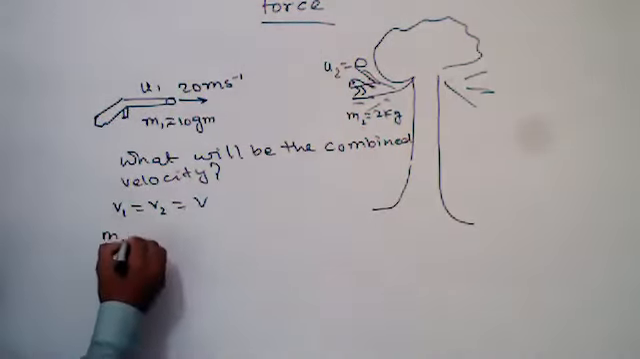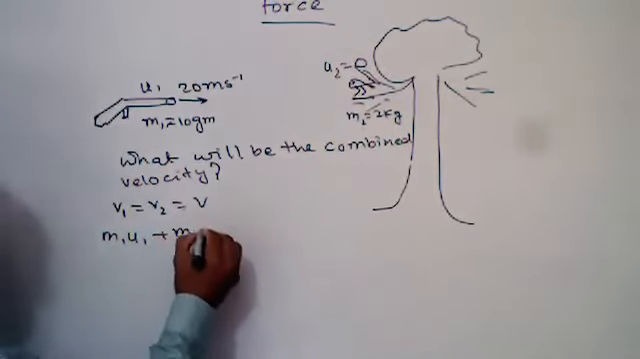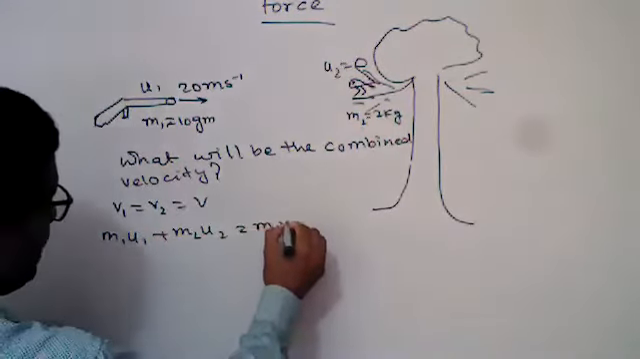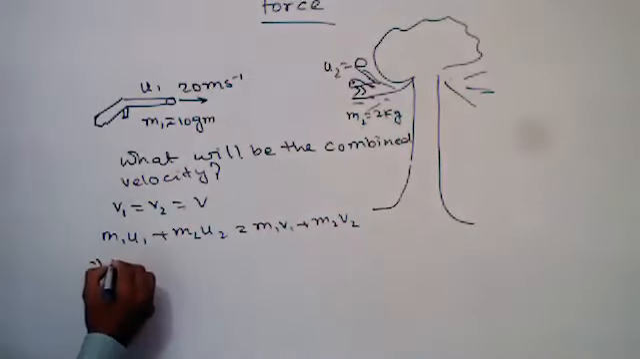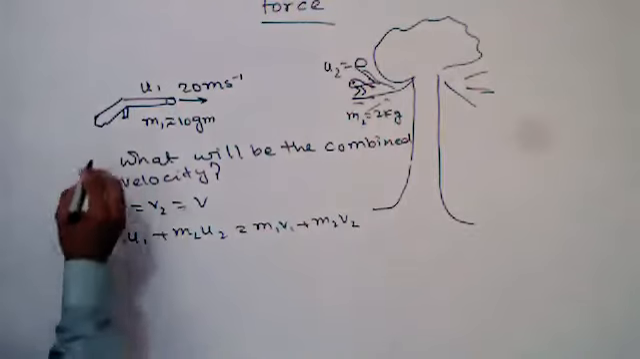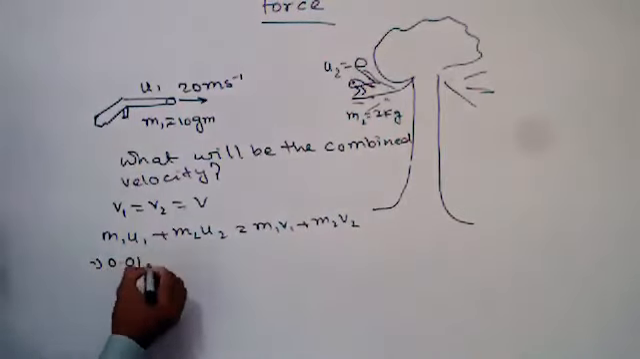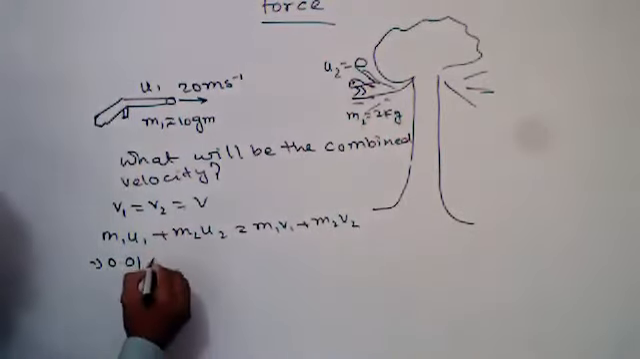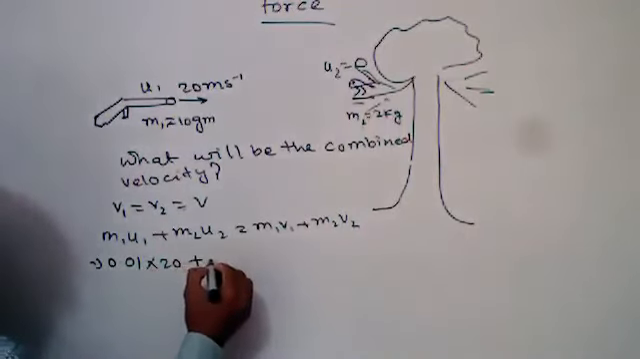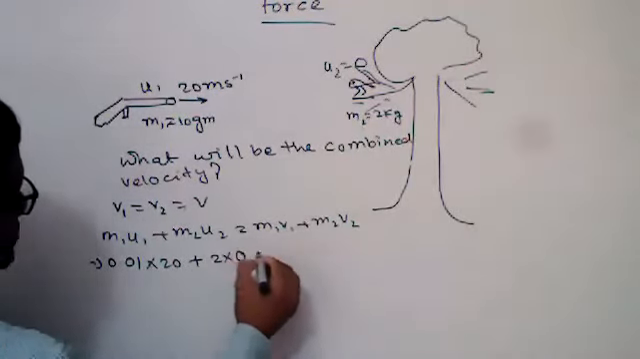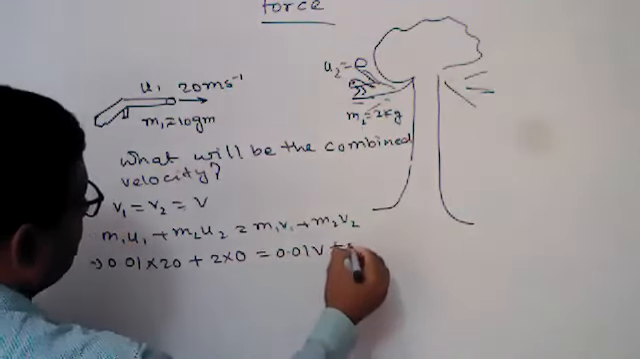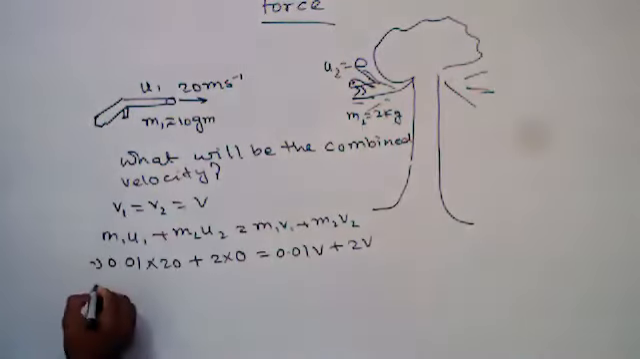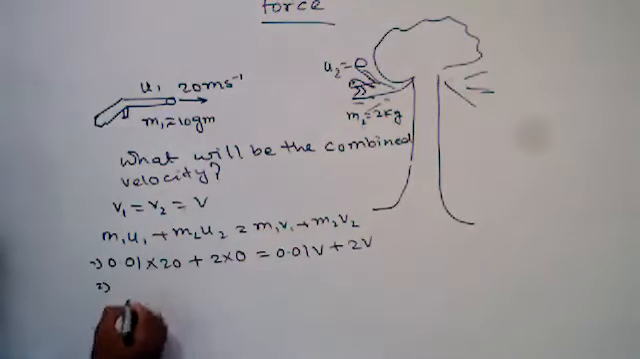So we can write M1 U1 plus M2 U2 equals M1 V1 plus M2 V2. Okay, now come on. M1 is 10 gram. 10 gram means 0.01 kilogram, and 20 meters per second, plus M2 means 2, U2 equals 0. 0.01 into V plus 2V.